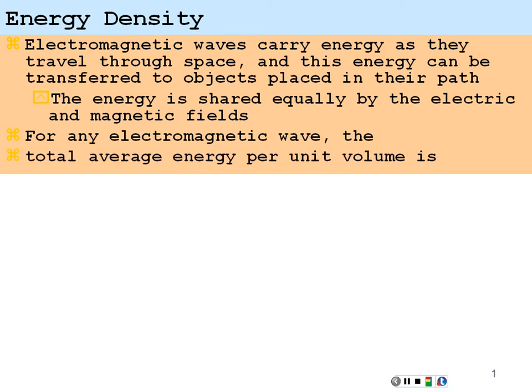For any electromagnetic wave, the total average energy per unit volume is given by U average equals 1/2 epsilon naught E max squared. And this is of the form of energy that we've seen in other devices, like energy stored in a capacitor, 1/2 C amplitude V squared, or energy stored in an inductor, 1/2 L amplitude I squared. This is the energy per volume in an electromagnetic wave given by the electric field vector.